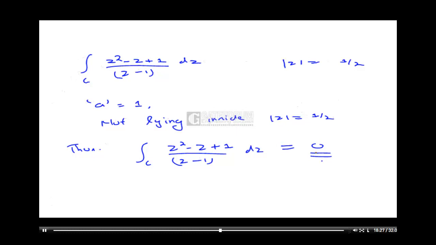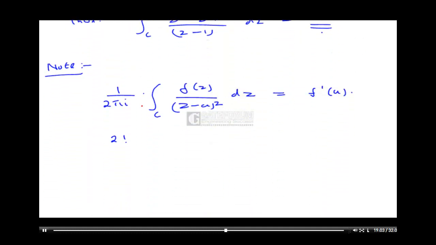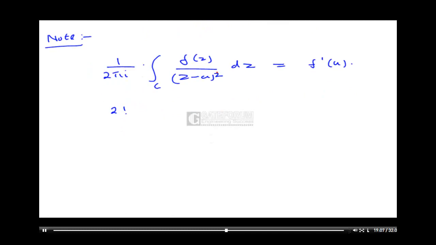Now other cases in this, just write a note. We have taken a simple case in which only the single power of z minus a is there. Now if the power is double, cube, or to the power 4, how will things change? 1 upon 2 pi i times the integral of f(z) upon (z minus a) whole square dz is equal to f double dash a upon 2 factorial. Similarly, 2 pi i times f(z) upon (z minus a) whole cube dz equals f double dash a.